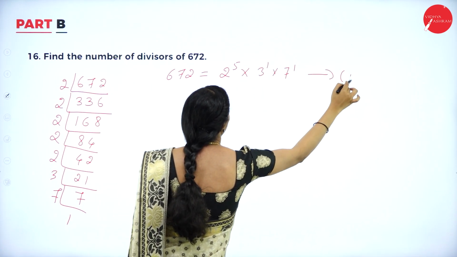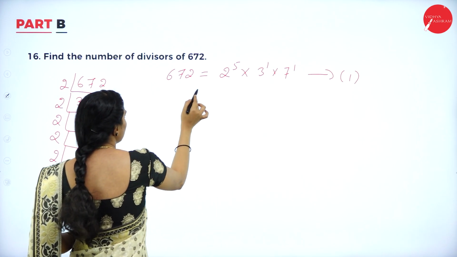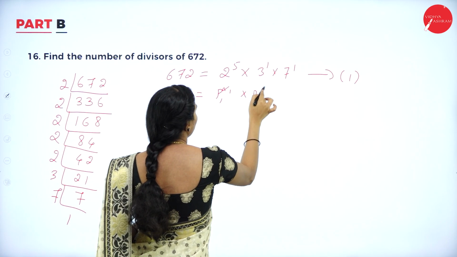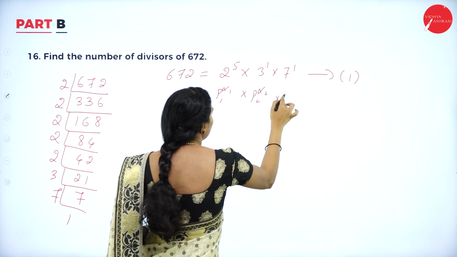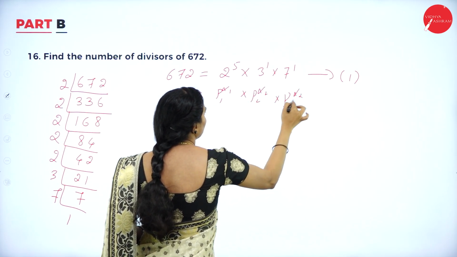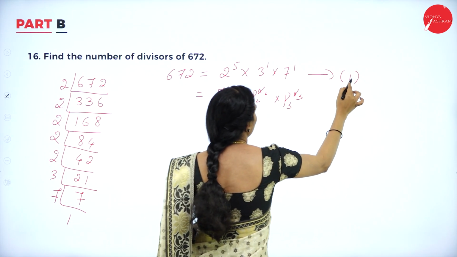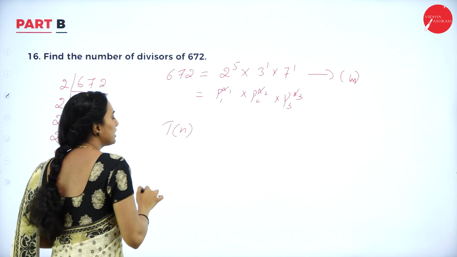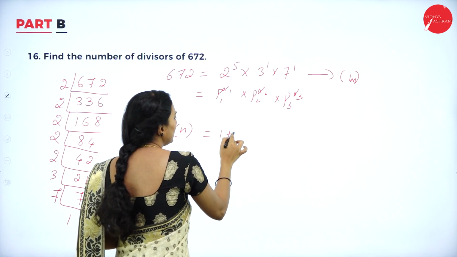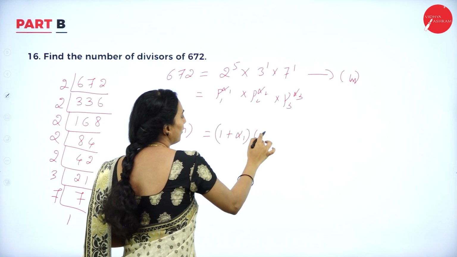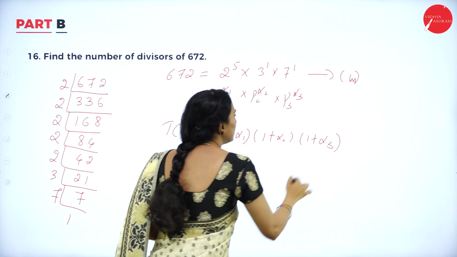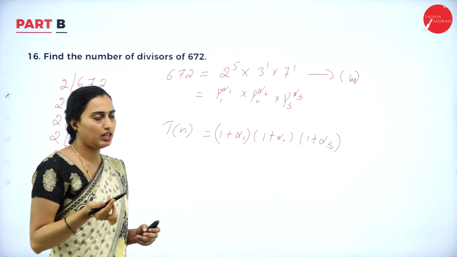This will carry 1 mark, dears, okay. So this is p1 to the power of alpha 1 into p2 to the power of alpha 2 into p3 to the power of alpha 3. This will carry 1 mark. Now again, the number of divisors is given by the formula: T of n is equal to 1 plus alpha 1 into 1 plus alpha 2 into 1 plus alpha 3. This is from the chapter number theory.